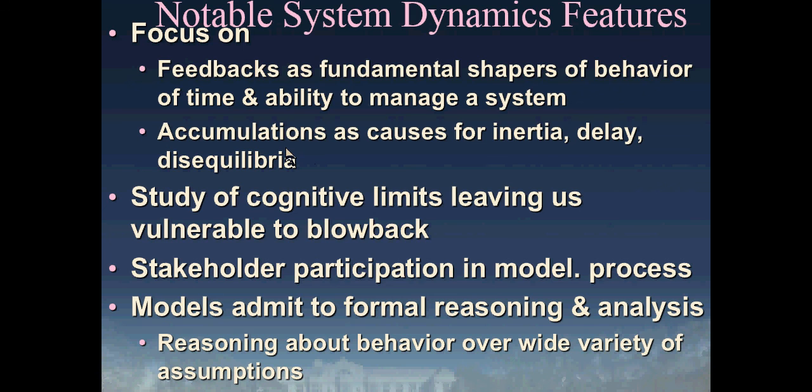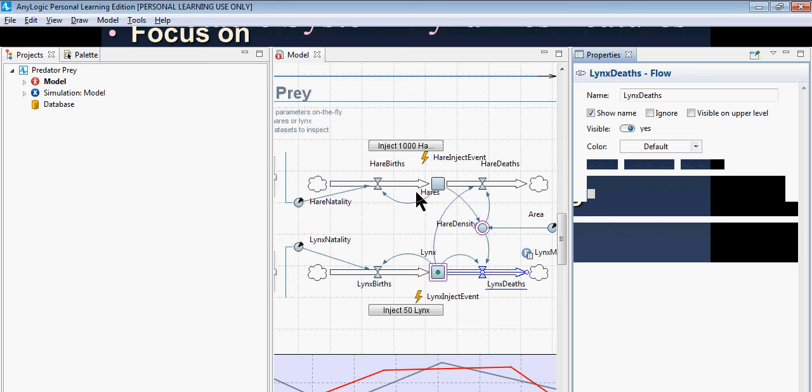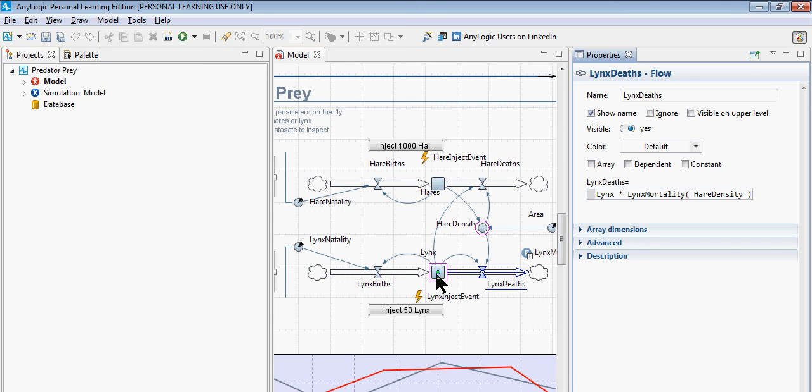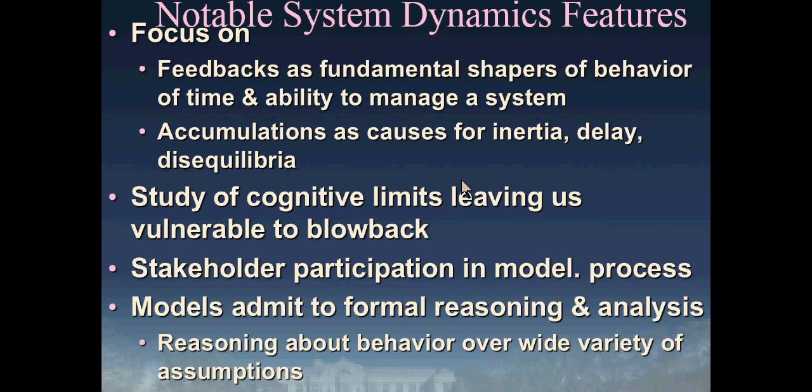It's a little bit like my thirst, right? I'm getting thirsty, take a drink of water, brings down my thirst. So it is here. So feedbacks are central to this approach, and accumulations, stocks. So this represents the number of lynx, and it's an accumulation over time of births minus deaths. And hares are an accumulation of births minus deaths for hares. So there's feedbacks here, ladies and gentlemen, and there's accumulations.